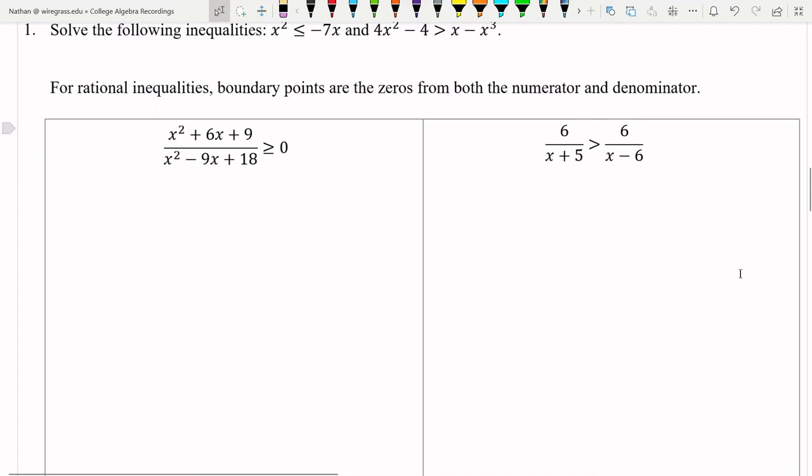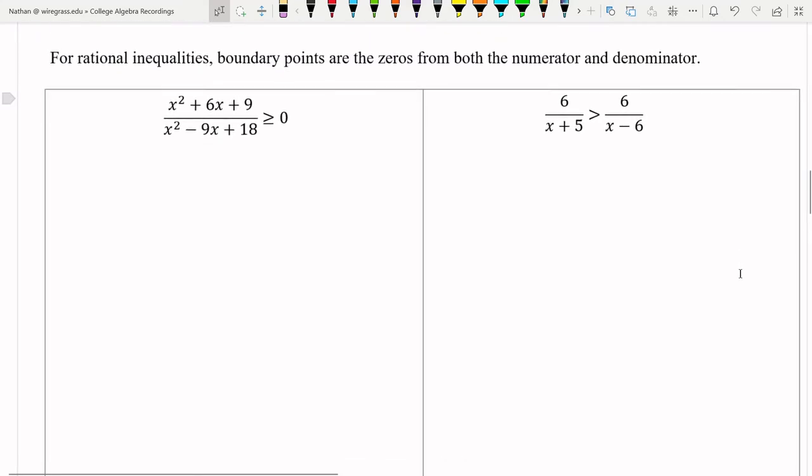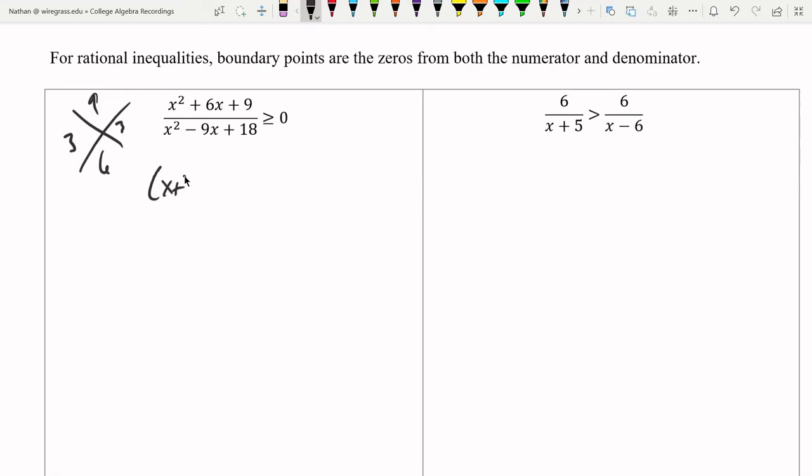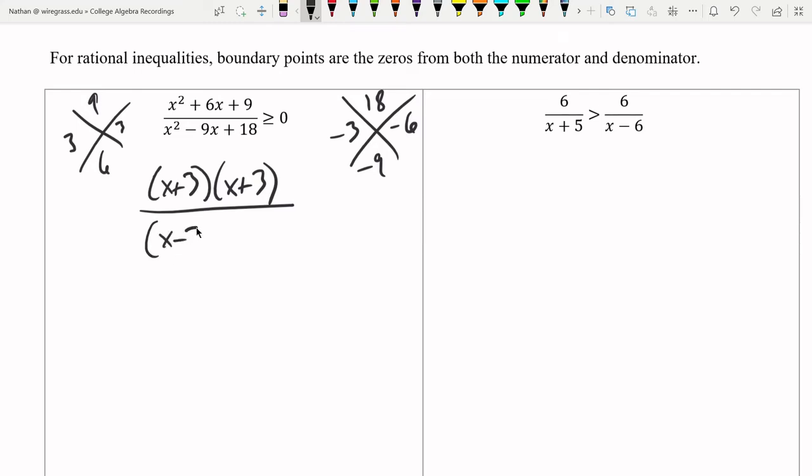Now, rational inequalities are solved similarly. We're going to factor everything, but boundary points happen from both the numerator and the denominator. So we need to make sure we look at both of them. On top, I can factor that down into the AC methods, 3 and 3. So I can immediately factor that down into x plus 3, x plus 3. On bottom, that is going to be, let's see, 18 and -9. So it's going to be -3 and -6. So the bottom factors down into x minus 3, x minus 6.